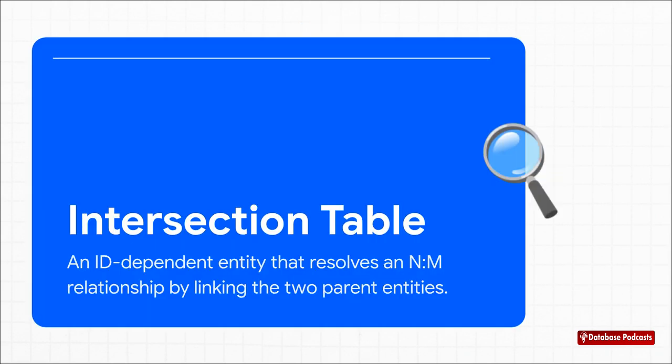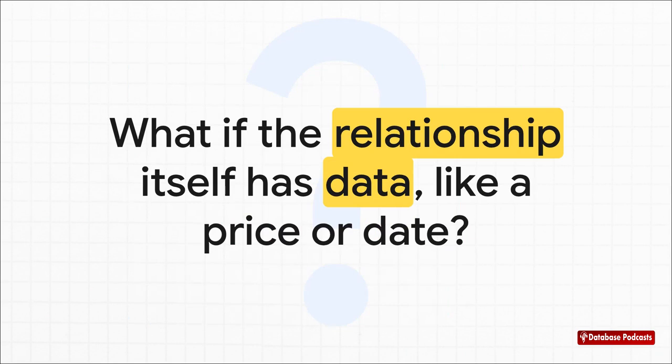The answer is something called an intersection table. And it's a brilliant, really simple concept. You just create a new table that sits right in between the two strong entities. This new table is ID dependent on both of its parents. Its primary key is what we call a composite key. It's just formed by combining the primary keys of the two tables it's linking. So a table called employee skill would have a primary key made of both the employee number and the skill ID. Simple as that.